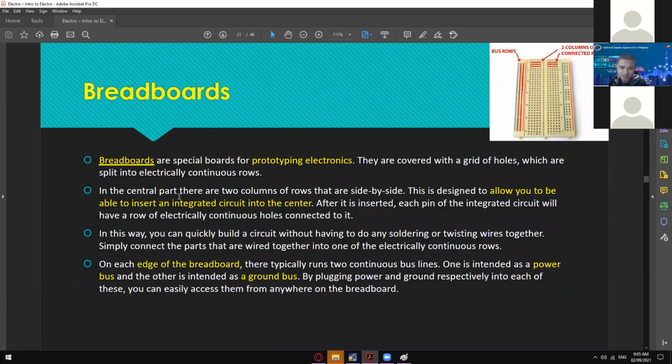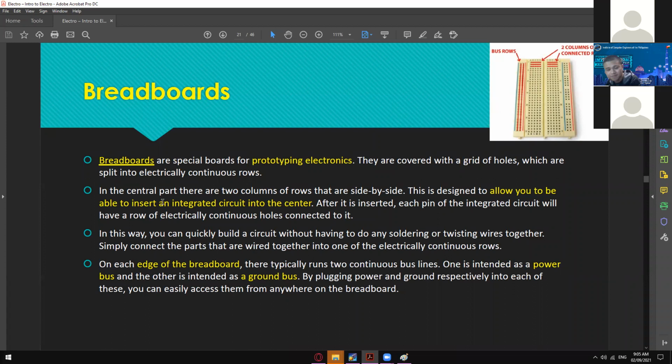So, breadboards. I hope you guys have already touched or seen one in real life. I highly recommend you guys to buy one, because you are computer engineers and you'll be needing this kind of thing. This is very, very helpful, especially if you are already second year, third year, and you're now near getting your thesis, or making your thesis.